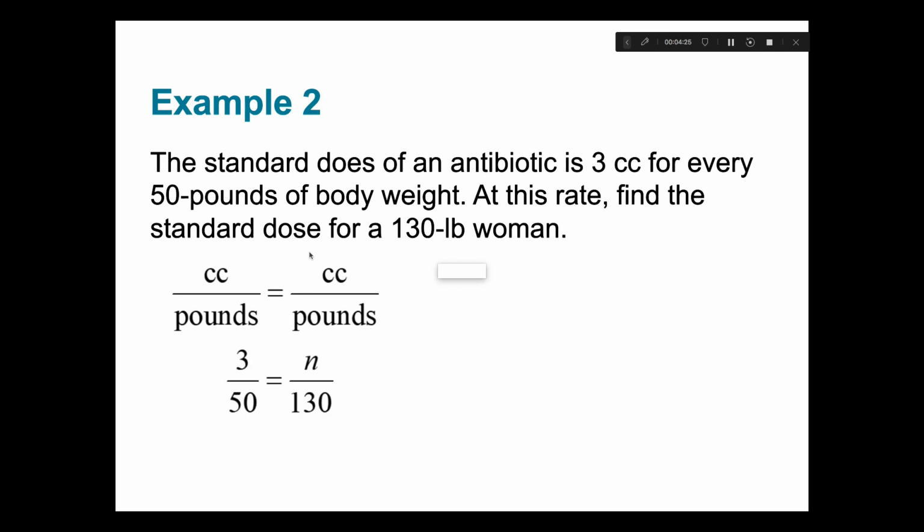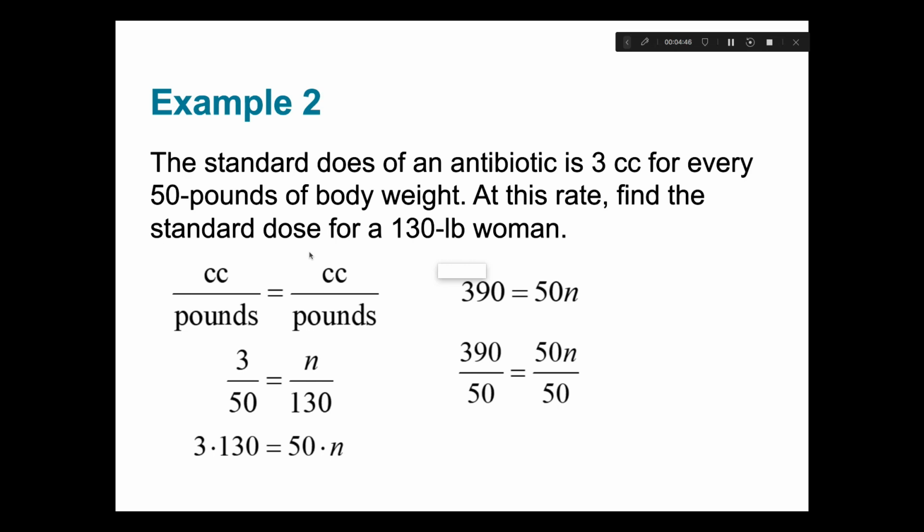What is 3 times 130? Anybody know? 390. So I have to take 390 and divide that by 50. Is that going to work out evenly? It is not. So we end up with 7.8 cc's.